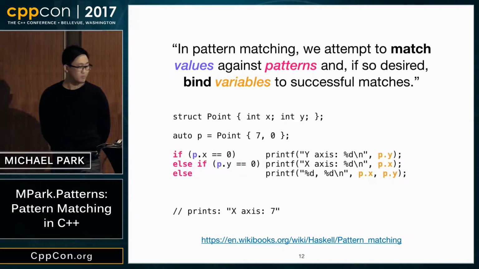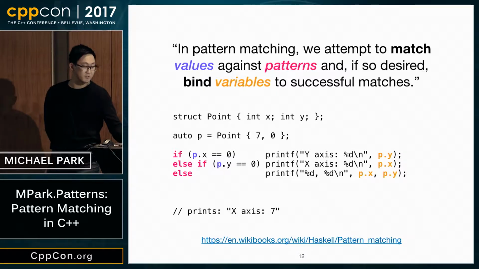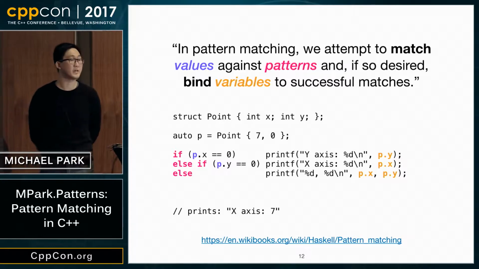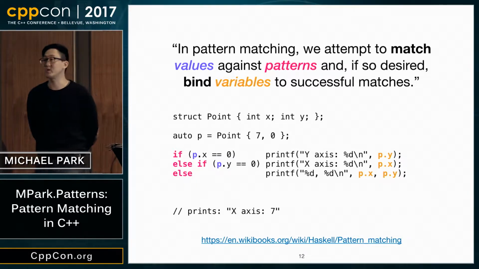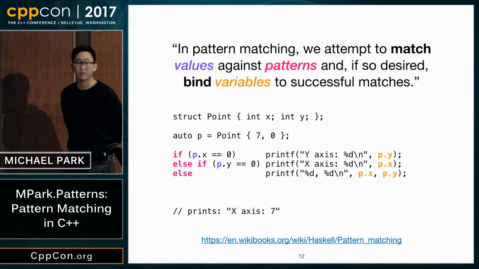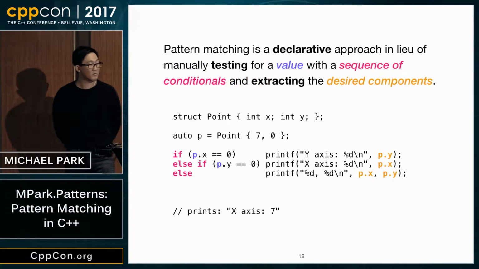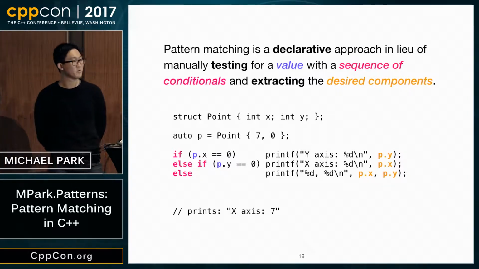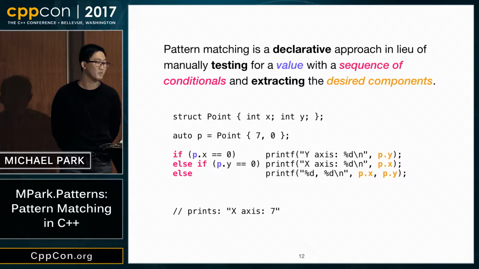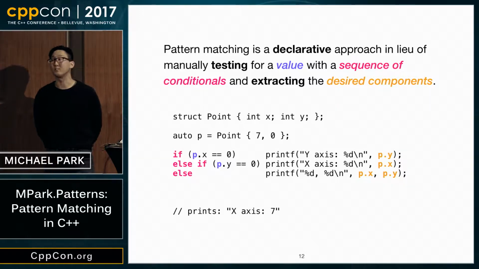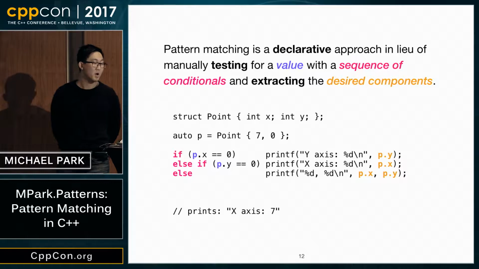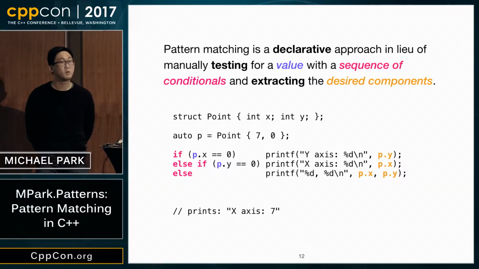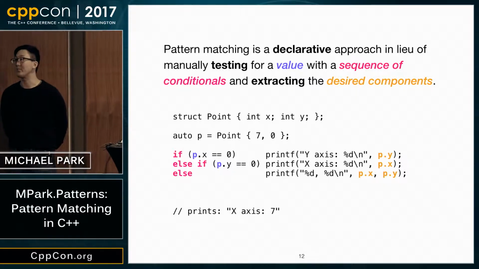I see nods. So a traditional way in which we would write this in C++ might look something like this, right? We can manually go and check the individual fields and do the correct thing. So what's the difference? Well, pattern matching is a declarative approach in lieu of manually testing for a value with a sequence of conditionals and extracting the desired components. The color coding here emphasizes that the patterns that were pink before are a sequence of conditionals now, and it's a declarative way of describing your conditionals.